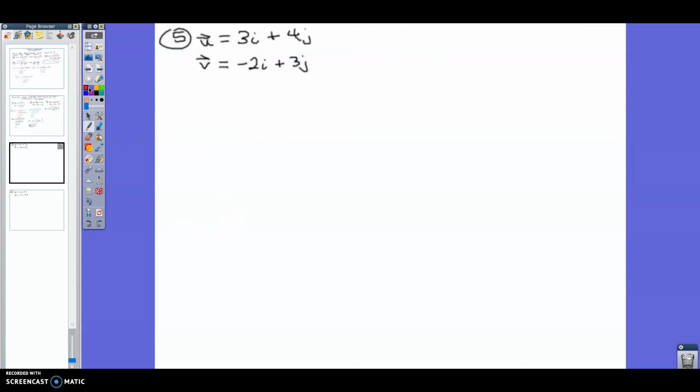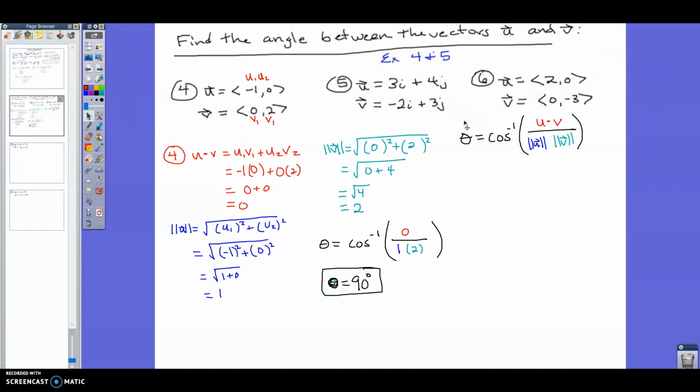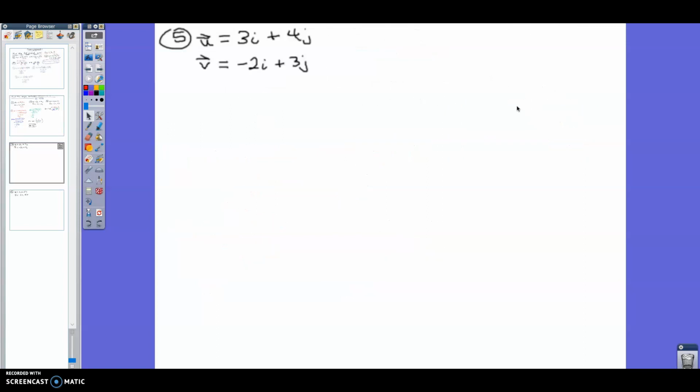Okay, so here we're finding the magnitude between these two vectors again. So I will copy the formula over. For some reason, I didn't put the dot product on there. Okay, so first thing we want to do is find the dot product.